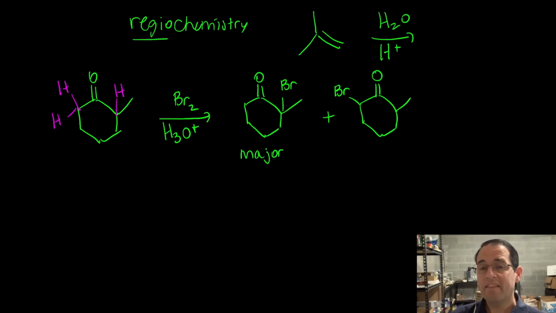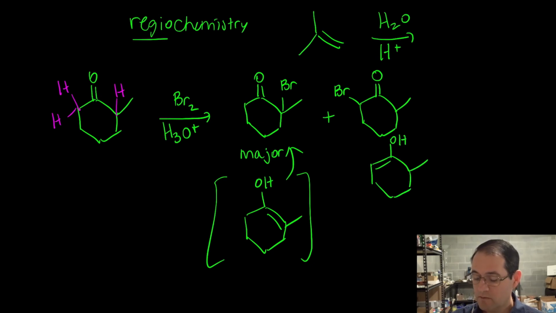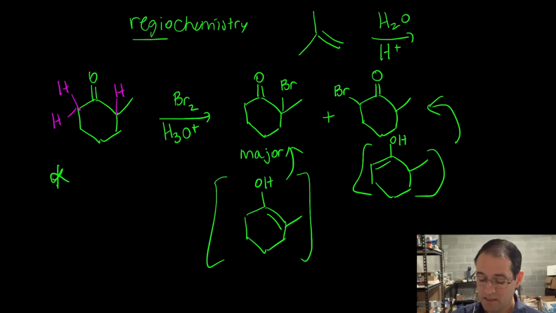Okay. And this is because this comes from an enol that's more substituted from the vantage point of the enol. Okay, so here's the enol that would give you the product on the left, and let's draw the enol that would give you the product on the right. Okay, and this goes back to the concept of alkene stability. Remember that the more substituted alkenes are more stable.